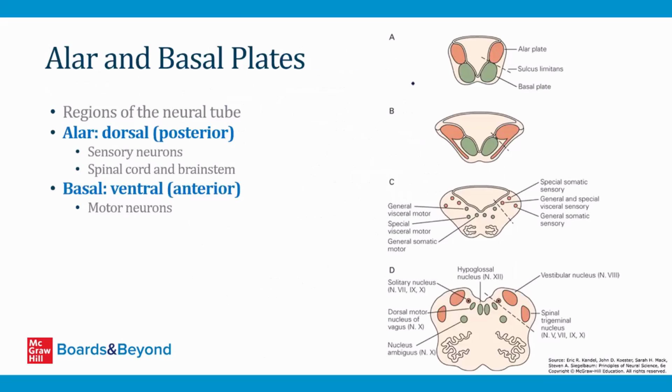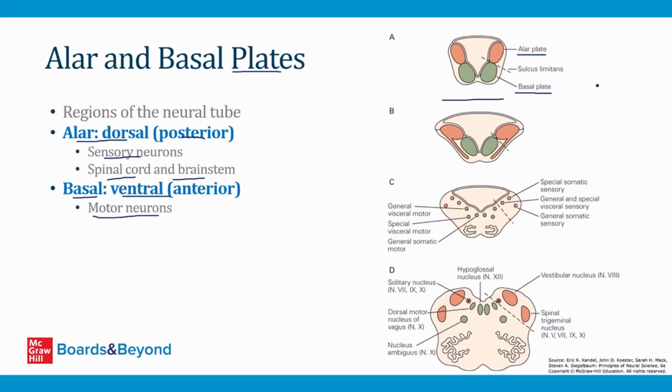Now, if you look at a cross-section through the developing neural tube, you can identify these regions known as plates. So let's look at this drawing up here labeled A. Some of these regions are posteriorly located towards the back of the developing embryo. Those are called the alar plates. And some of these regions or plates are located more anteriorly. Those are called the basal plates. And so the alar plates, which are the dorsal or posterior plates, those go on to develop sensory neurons of the spinal cord and brainstem. In contrast, the basal plates, which are ventral or anteriorly located, those go on to develop motor neurons.